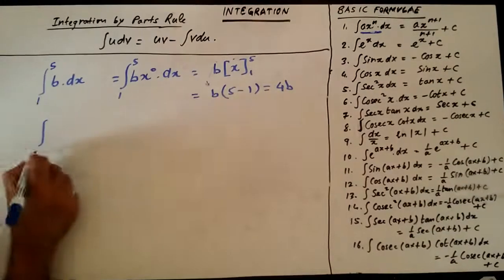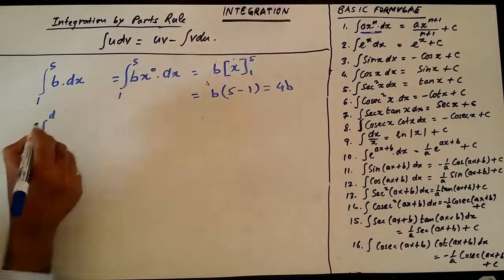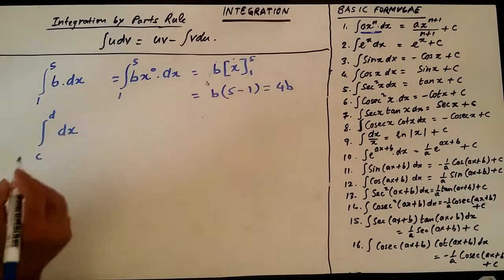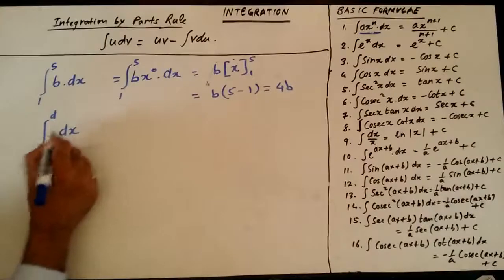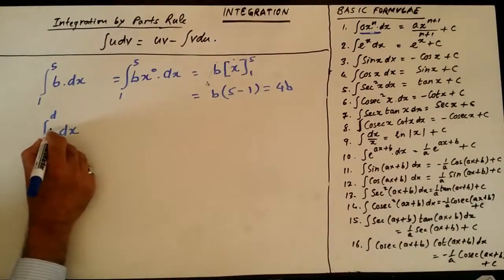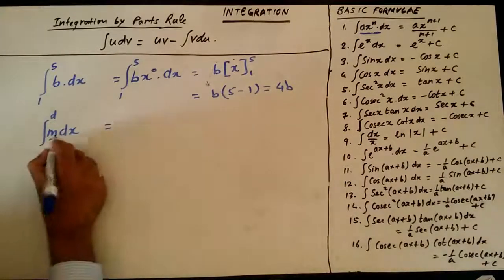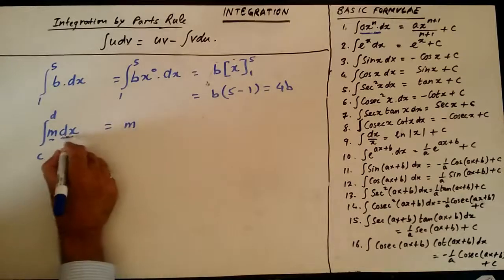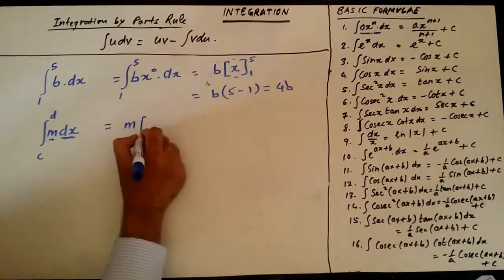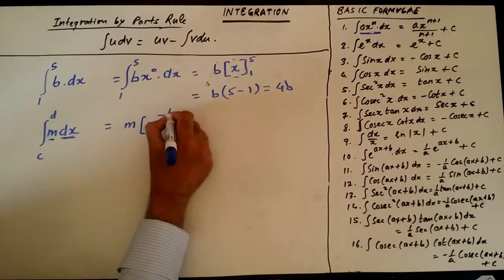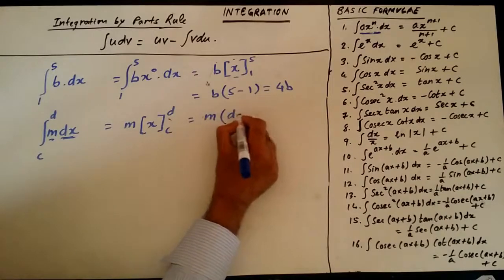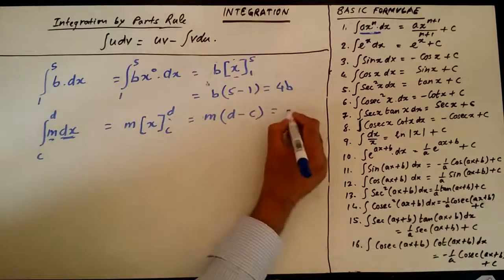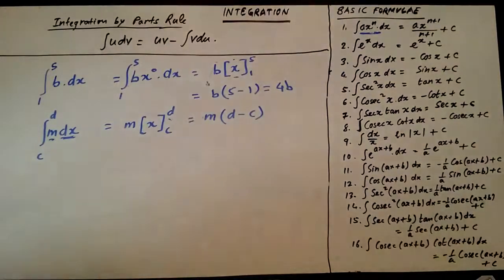Suppose I have, say, limits of c to d of, let me say, m dx. Okay. So here m is a constant, so we don't have to touch the m. And since integration of dx is again x, I will be writing x with the lower limit and the upper limit, that is d and c. So this will be m into the upper limit minus the lower limit. So this will become m into d minus c. Okay.